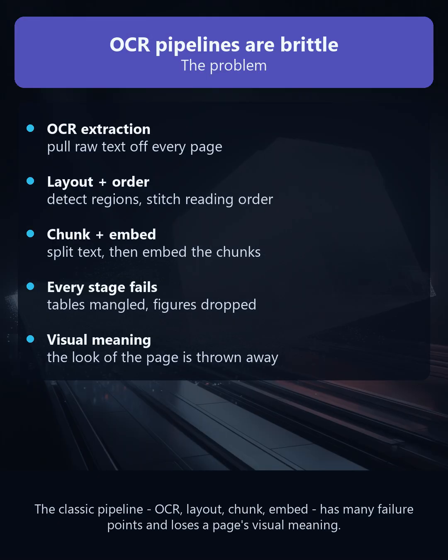Classic document retrieval is a brittle assembly line. You run OCR to pull out text, detect the layout, stitch the reading order, then chunk and embed. Every stage can fail. Complex tables get mangled, figures and charts are dropped, and scanned or multilingual pages trip up the parser. You spend enormous effort just converting a page into clean text, and the visual meaning that made the page readable is often lost along the way.